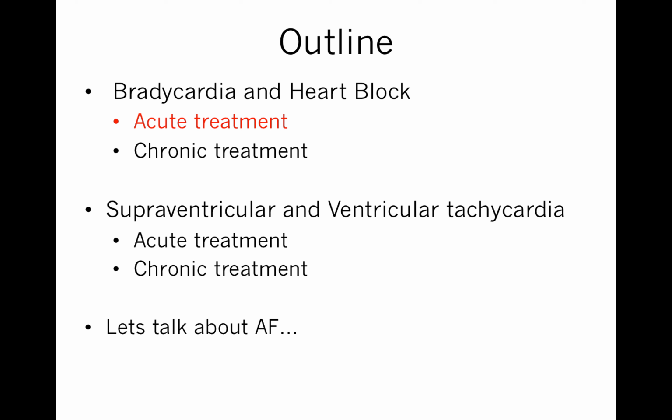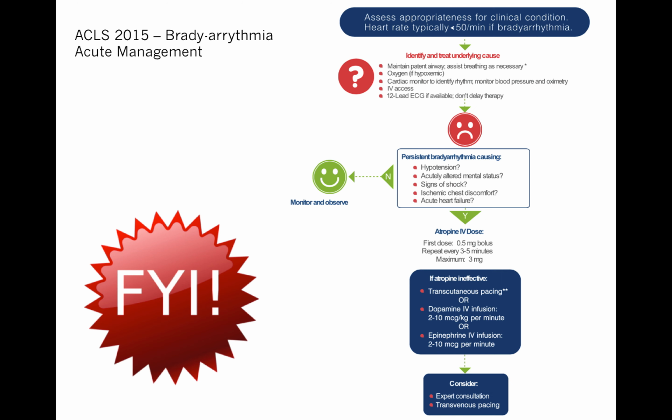Let's first discuss the acute treatment of bradycardia and heart block. This is a slide from the ACLS guidelines looking at acute management of bradycardia. The first thing to do in any emergency situation is to assess the ABCs, airway, breathing, and circulation. So we always want to maintain a patent airway, make sure the patient's breathing. If they're hypoxemic, place them on oxygen, and then place them on a cardiac monitor and assess the blood pressure and oximetry. IV access needs to be obtained in order to administer medications, and get a 12-lead ECG if there's time to do so.